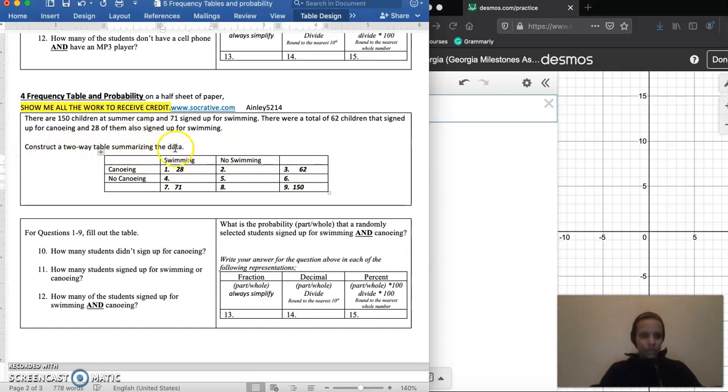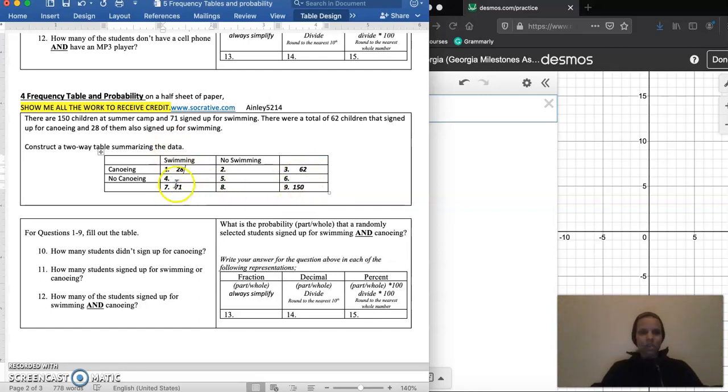Okay, construct a two-way table summarizing the data. All right, so now this is all the information I have. You need two boxes filled out to find the third. So you see, this is two boxes, I can find this one. This is two boxes, I can find that one. This is no boxes, I can't find it. This is two boxes, I can find that one. Okay, so as you fill in the numbers, you can find the rest. So we'll start with right here.